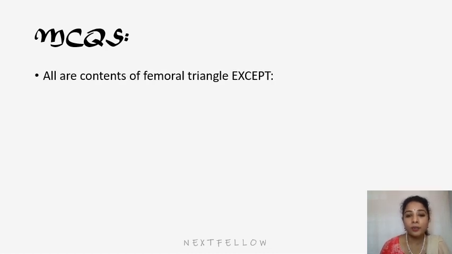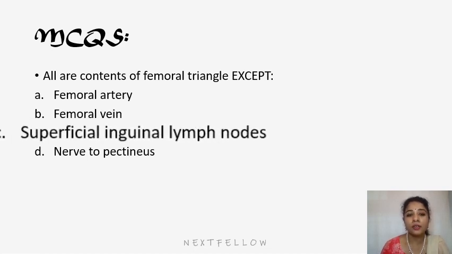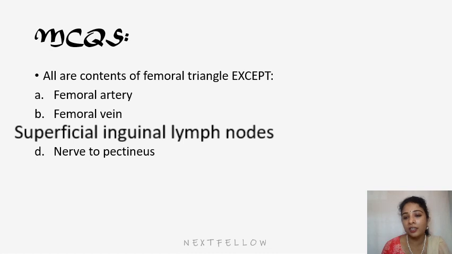All are the contents of the femoral triangle except: femoral artery, femoral vein, superficial inguinal lymph nodes, and nerve to pectineus. So superficial inguinal lymph nodes is the answer. They are found superficial to the fascia lata, that is superficial to the deep fascia, within the superficial fascia. So they are present in the roof. They are not the contents. Deep inguinal lymph nodes are the contents. Since the femoral triangle is a subfascial space, superficial inguinal lymph nodes are not its contents. So this completes the femoral triangle.